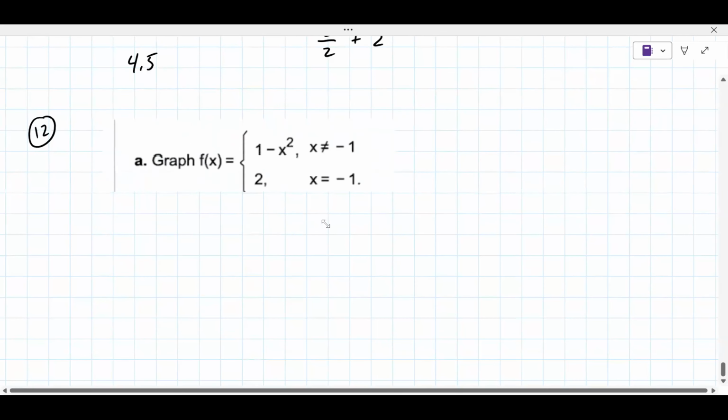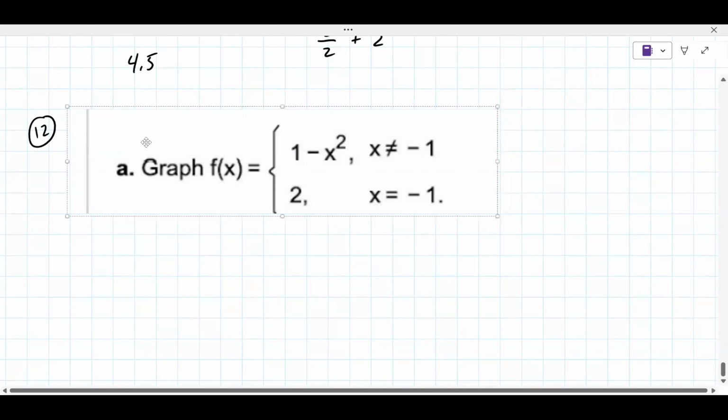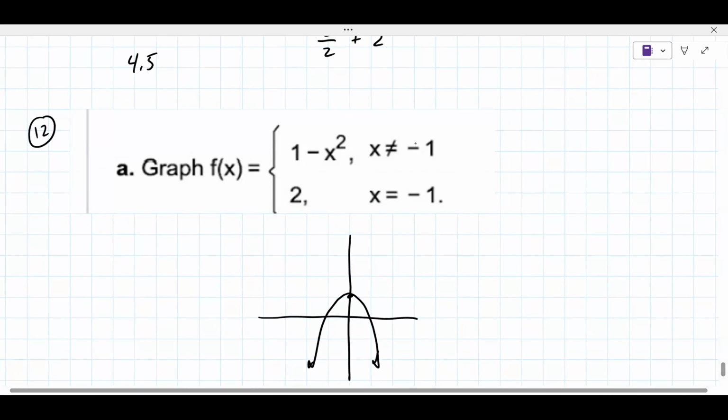All right. So graph 1 minus x squared for x not equal to 1. So 1 minus x squared, it's going to look something like this going down. They all do that, I think. Now at -1, there's a hole there. And then at -1, it's saying there's a hole, but there's a point there up at 2.